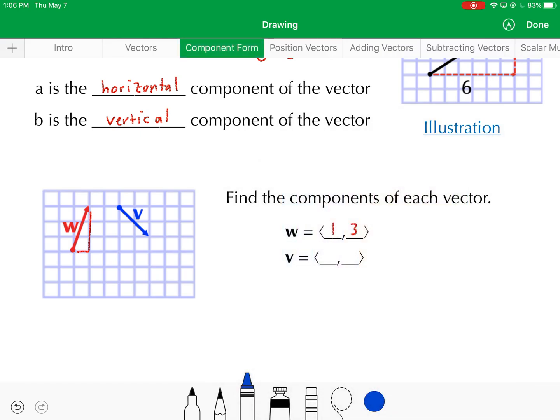Okay. For vector V, to go from the initial to the terminal, I'm going to travel 2 units right and then 2 units down to get to that terminal. So the horizontal component will be positive 2, but then the vertical component will be negative 2. Okay.